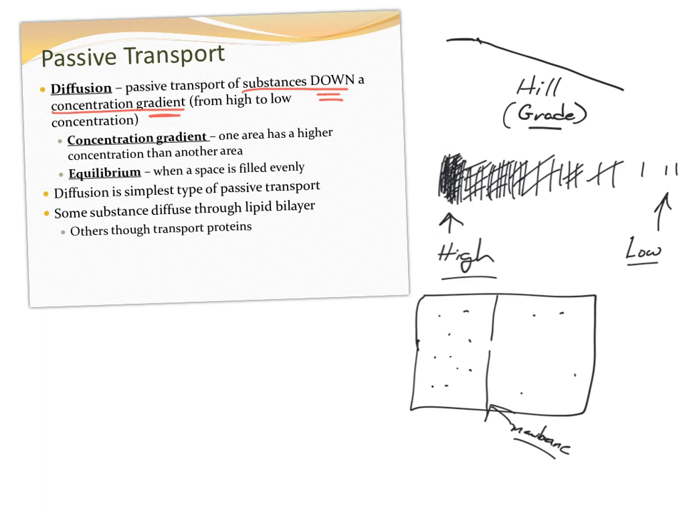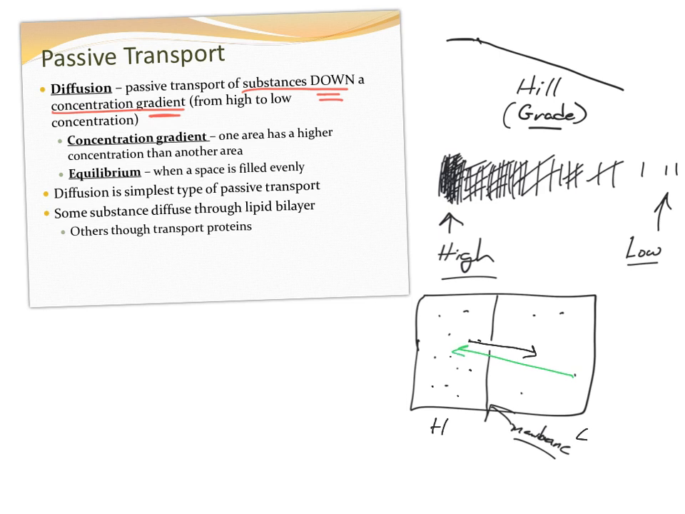What do you think is going to end up happening if this is high and this is low? It's going to go from high to low, always high to low. Why? Because these are all bouncing around, and what are the odds that one of these is going to go through this hole? Are they greater or less than one of these going the opposite direction?